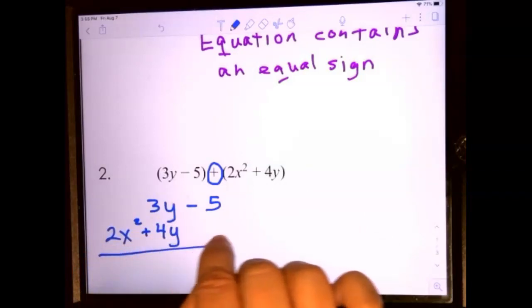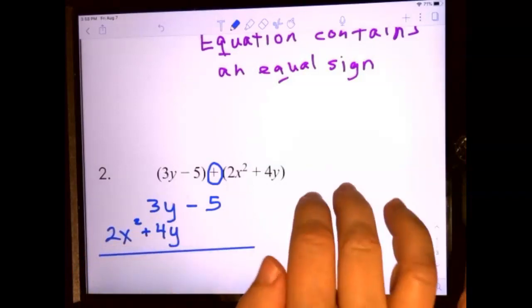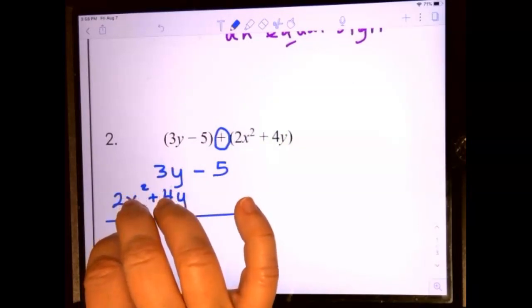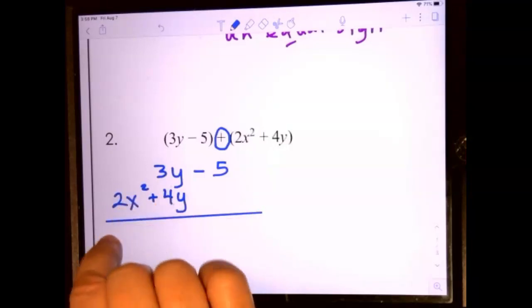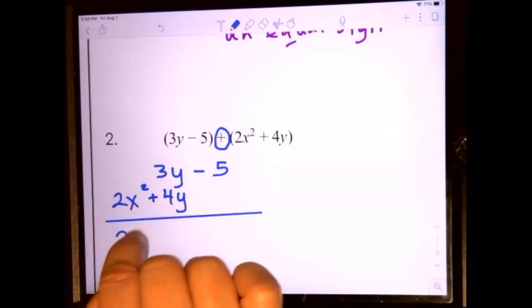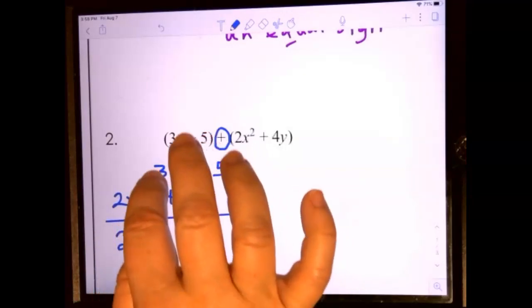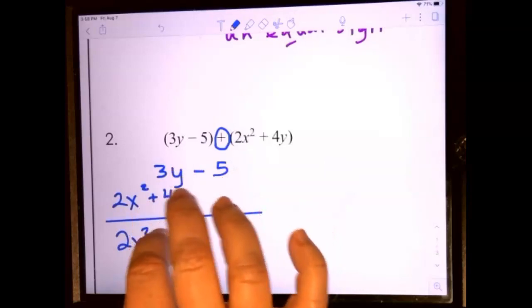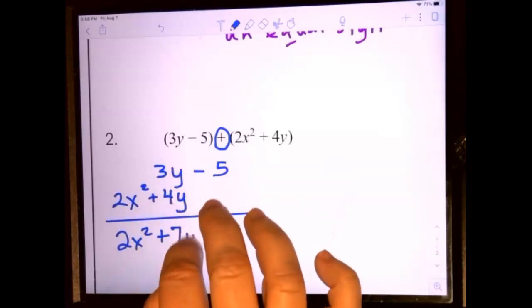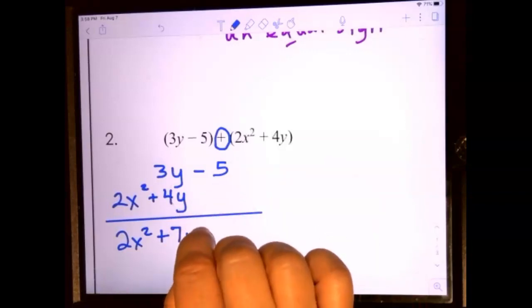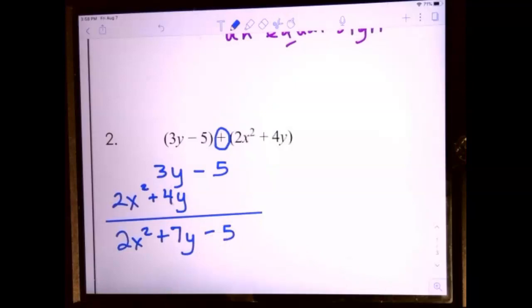So now, just draw my line. Well, 2x squared added to nothing. That was interesting. 2x squared added to nothing is still 2x squared. 3y plus 4y, 3 plus 4 gives me plus 7y. Negative 5 added to nothing still gives me negative 5. So there's my answer to number 2.